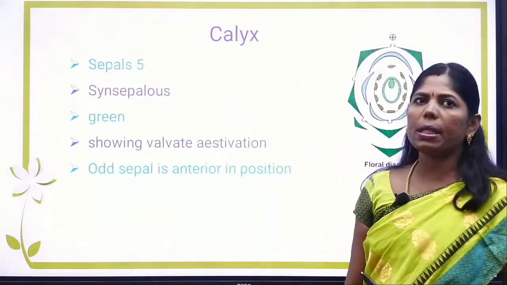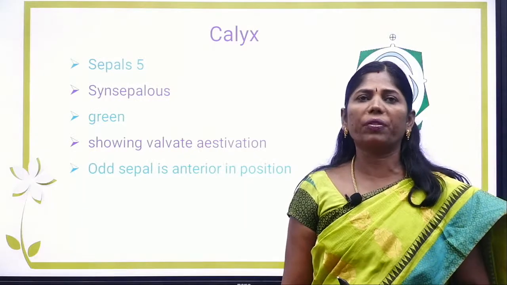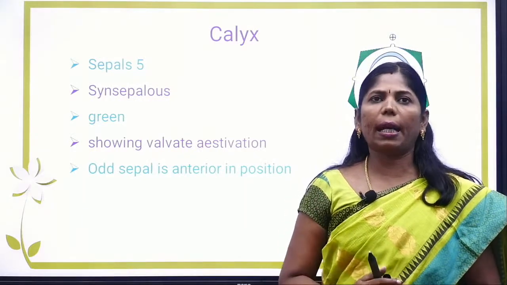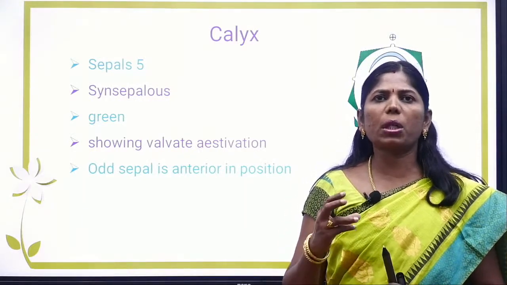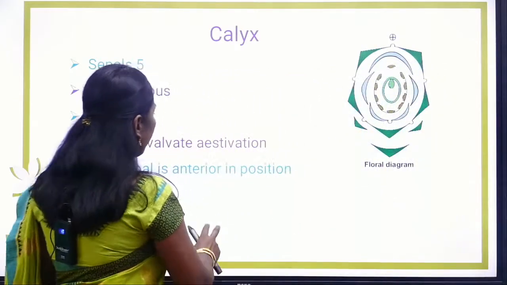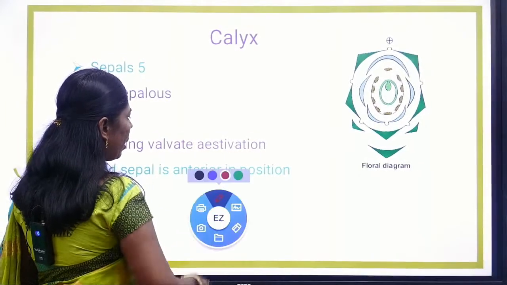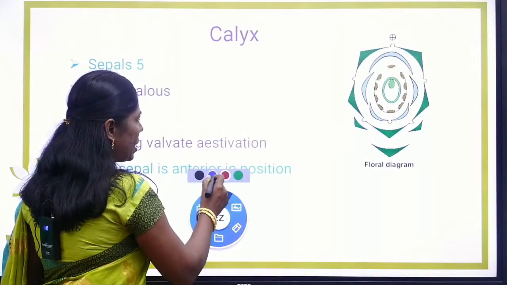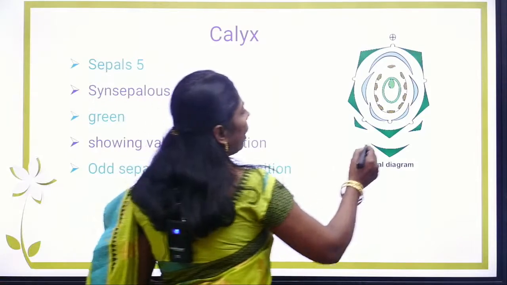So next we are going to see the calyx. Okay, the first whorl of the accessory whorls is the calyx. So calyx is composed of a number of sepals. So how many sepals are here? Here we can see 5 sepals. The 5 sepals are arranged in valvate estivation.